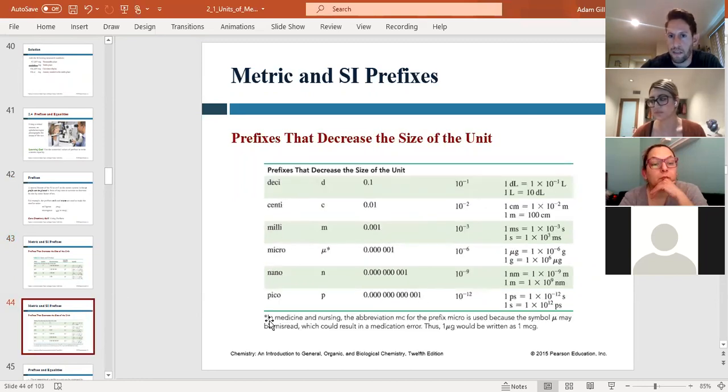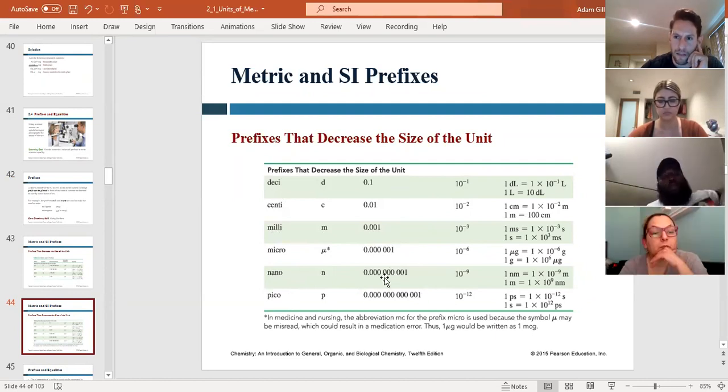Now there's also prefixes for small scale, right? And so a deci is a 10th of something. A centi is 100th. Milli is 1,000th. A micro is a millionth. Nano is a billionth. And a pico is a trillionth of something. So that's the small scale. Okay.